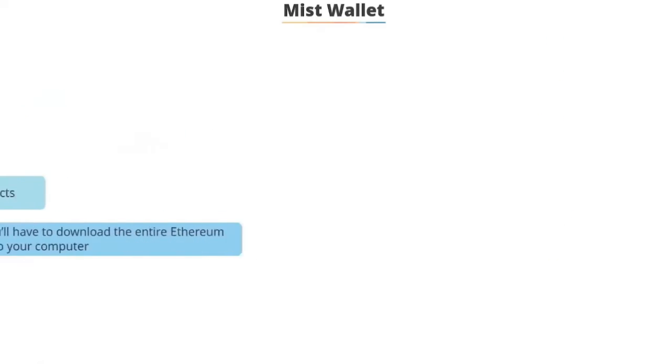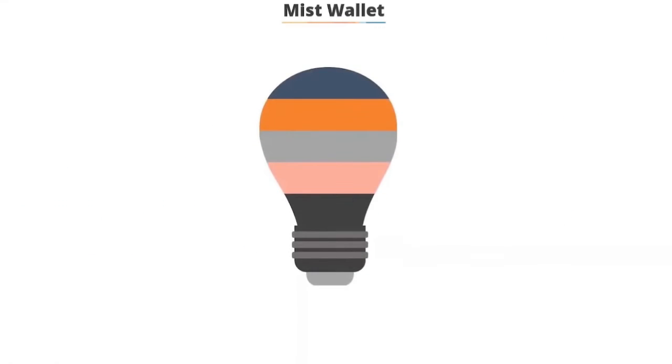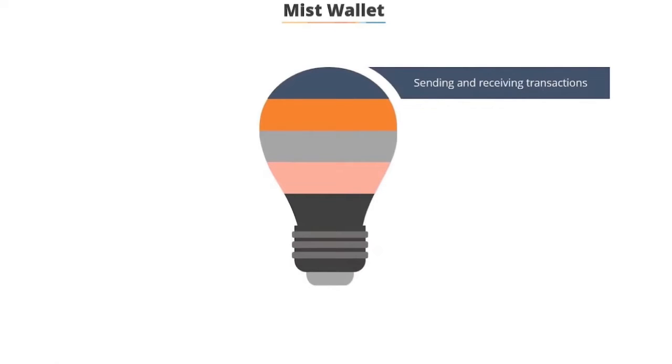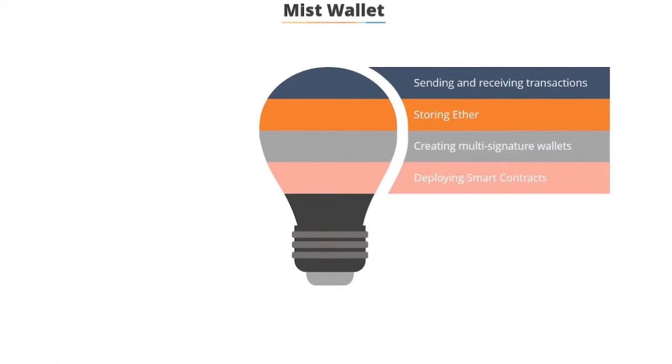Some of the applications of Mist Wallet are as follows. First, sending and receiving transactions. Second, storing Ether. Third, creating multi-signature wallets. And fourth, deploying smart contracts.